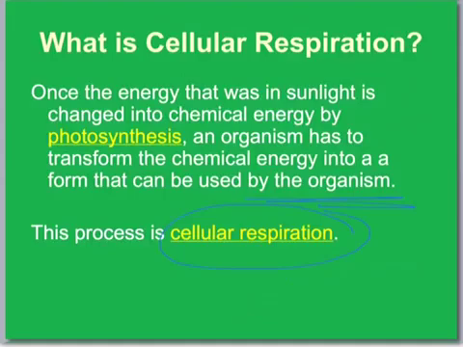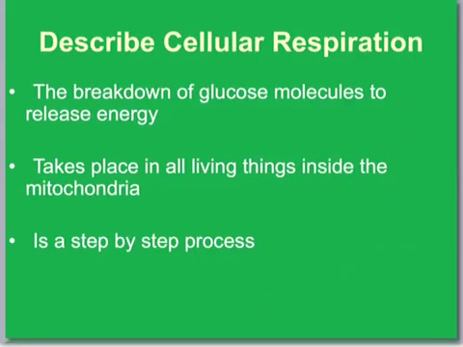So step one is photosynthesis. Okay, you've got to turn that light energy into chemical energy in the form of glucose, have that ready to go. And then cellular respiration takes that energy and makes it usable for a living thing. What is cellular respiration exactly then? It breaks down glucose molecules to release energy. This takes place in all living things. Remember the mighty, mighty mitochondria? It takes place inside of that mitochondria. And there are many steps. It's a step-by-step process. So that is cellular respiration.